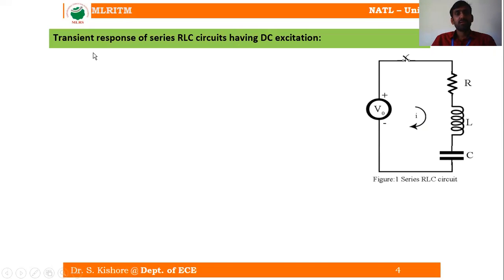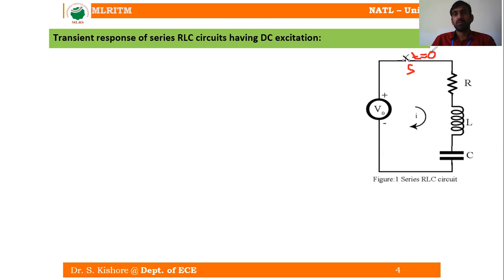So let us consider a series RLC circuit as shown in this figure. So you can see here the resistor R, inductor L and the capacitance C are connected in series to a DC voltage source using a switch. Let us say this switch as S, right? Let us say this switch is closed at t is equal to 0.